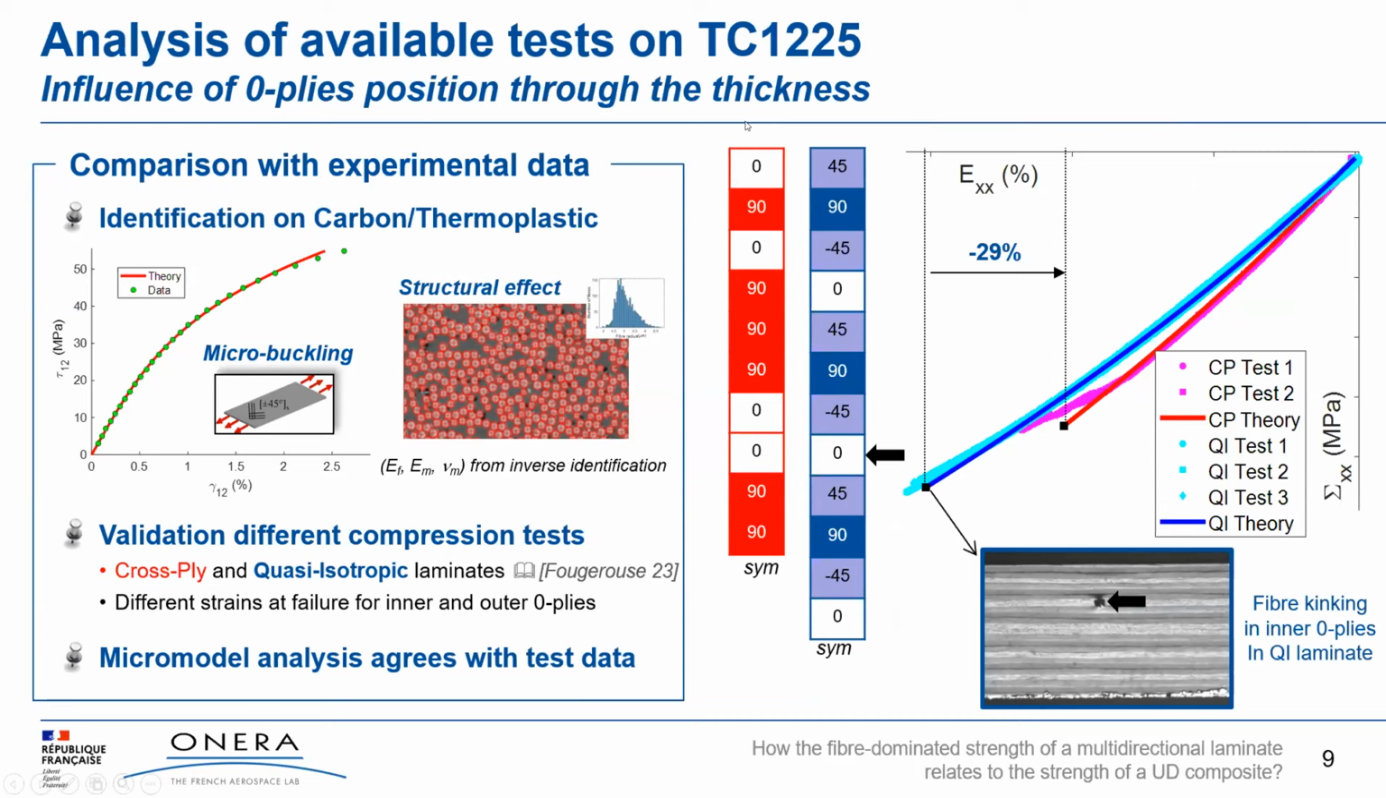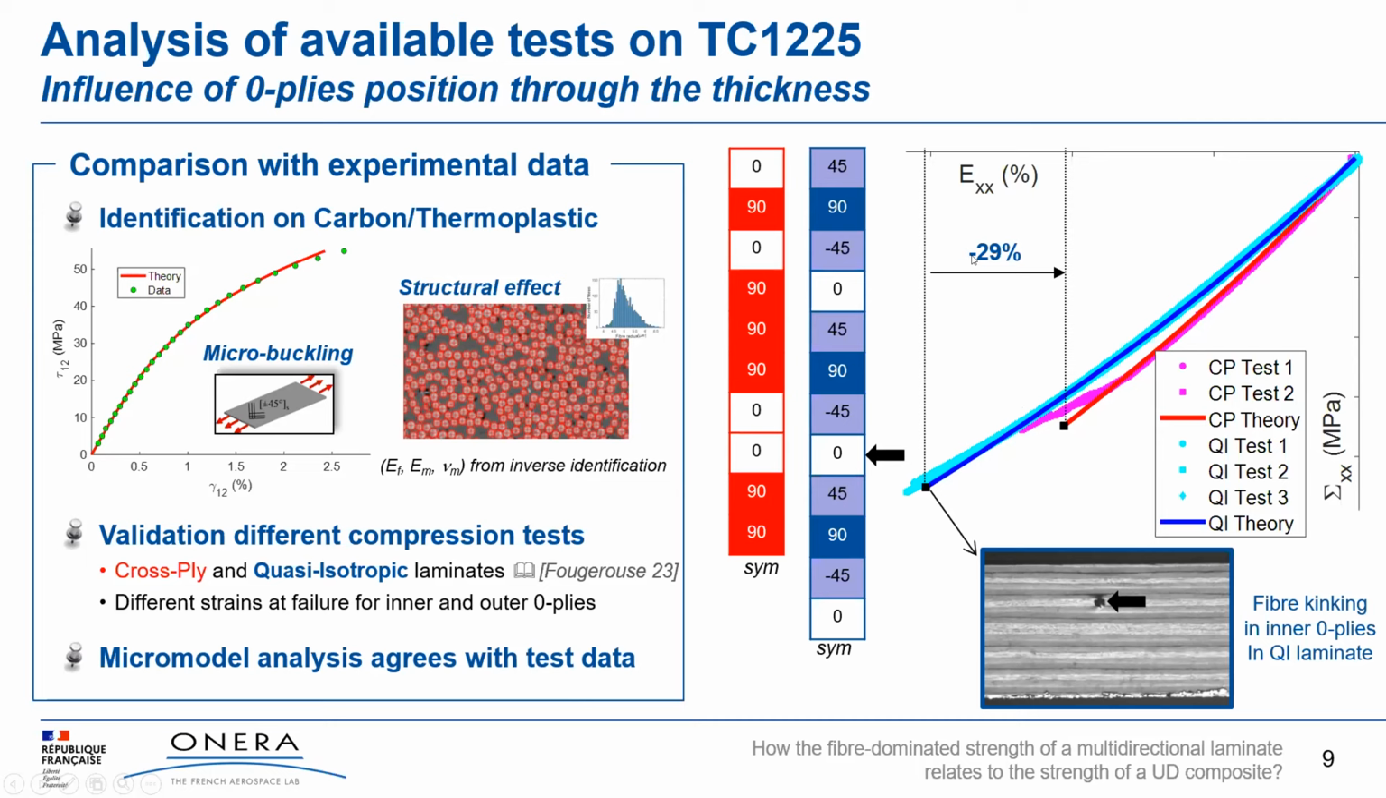For the influence of the 0 degree ply position through the thickness, for the carbon thermoplastic material, we have considered two stacking sequences, a cross-ply laminate and a quasi-isotropic laminate. And you can see both from an experimental point of view and numerical point of view that you have a large discrepancy between the two configurations, especially considering the strain at failure.